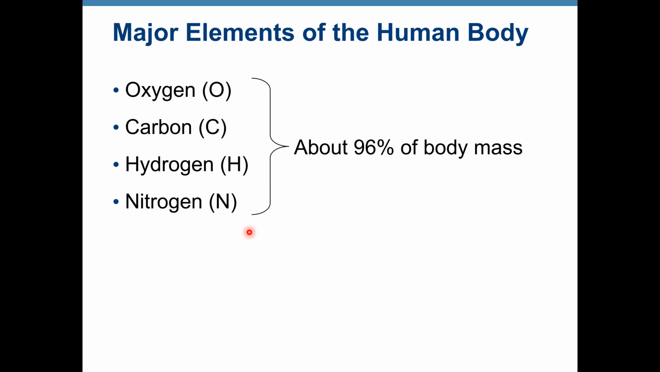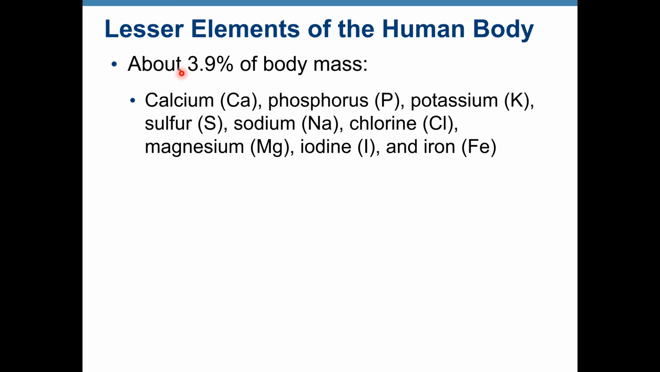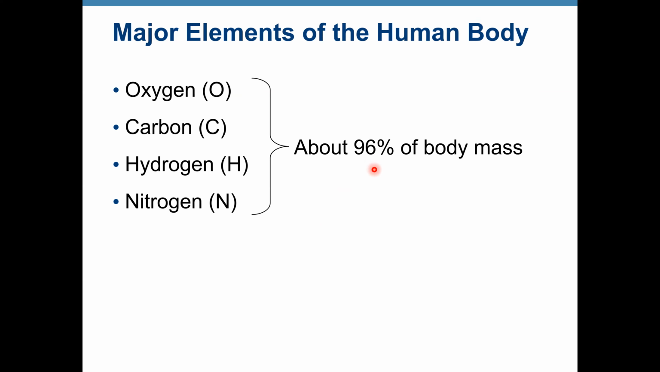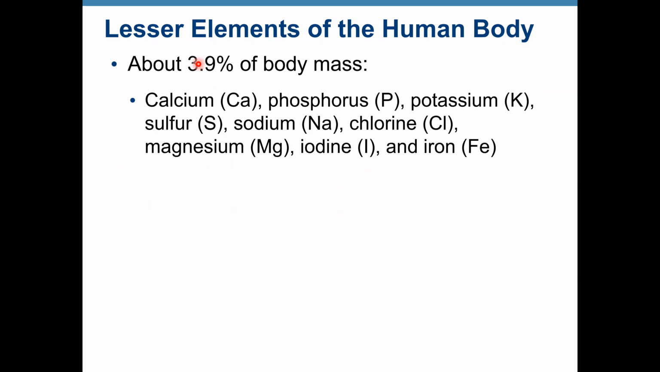So how can you make complexity from 4 elements, pretty much. And about 4%, because we have here, look, 96, right? So it's a little bit less than 4% are elements such as calcium, phosphorus, potassium, sulfur, sodium, chloride, magnesium, iodine, and iron.